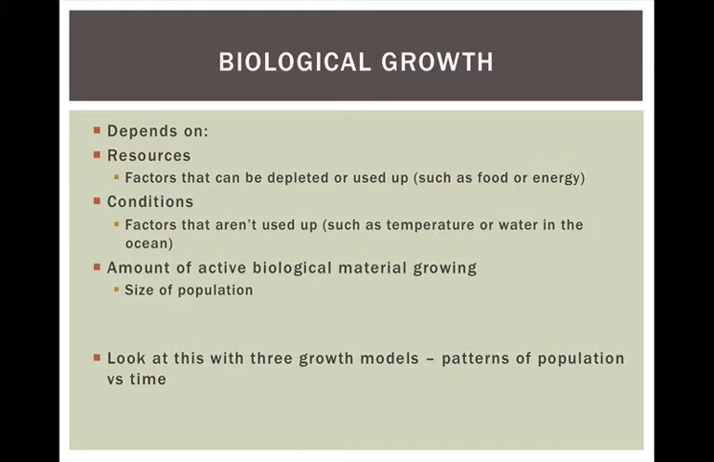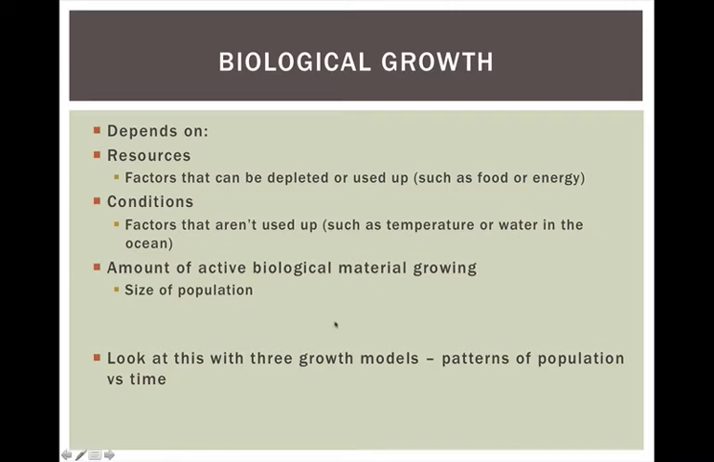So for example, temperature. Organisms don't use up temperature, or fish in the ocean don't use up water, so that's a condition for them, because if they're out of the water they don't grow, but they don't use it up, whereas a tree uses up water. So you can't say something is a resource or condition just based on what it is. You have to know whether in that particular environment it's depleted and it's a resource, or it's just a factor that affects growth, and then it's a condition. And the other major aspect of this is the amount of active biological material growing. So you have a certain amount of biological material. If it has plenty of resources and the conditions are right, it's going to grow very well.